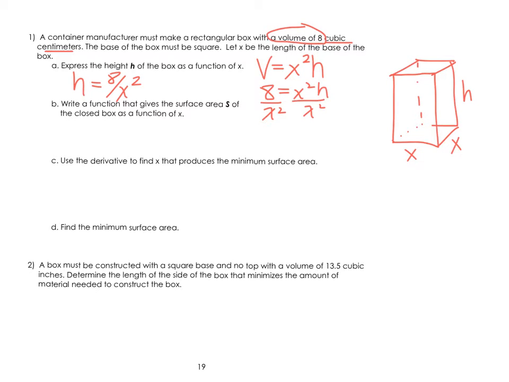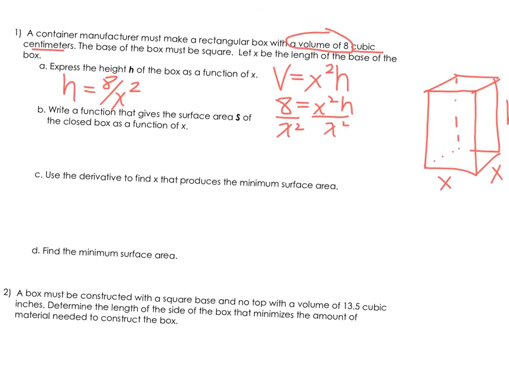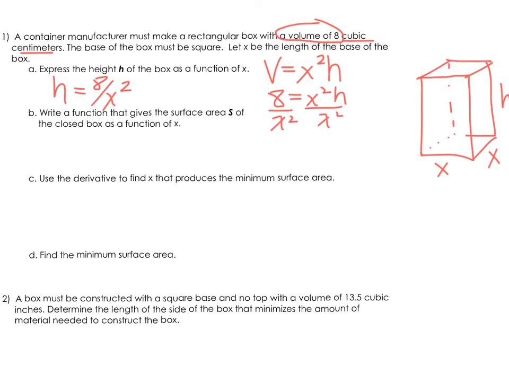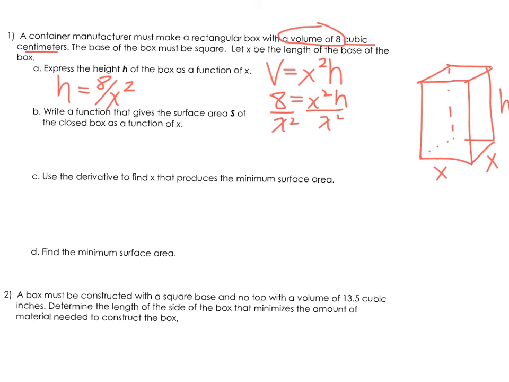When you're asked to do one of these problems, like if this was a test or a quiz or an exam, you wouldn't be given part A, part B, part C, part D. It would just be one question. It's just separated out now so we can see all the different steps you have to go through. Write a function that gives the surface area S of the closed box as a function of x. I'm going to change the size of this pen and hope that helps.